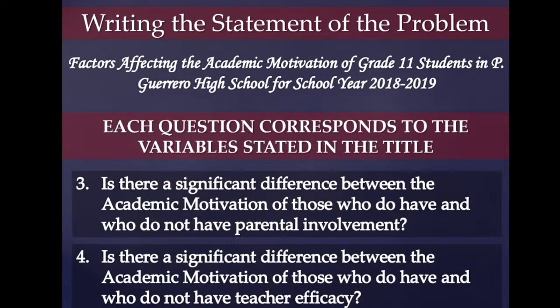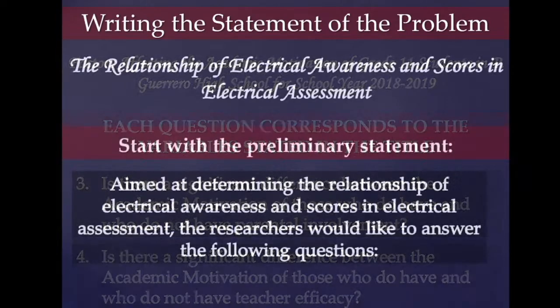Now, here you will see that research questions 3 to 6 are required in order to fulfill the concept of causal comparative study in the research title. These research questions are devoted to identifying whether or not the factors really were factors to the academic motivation of the students involved.